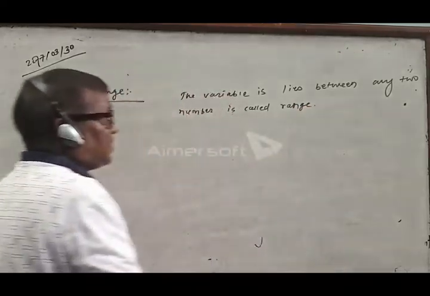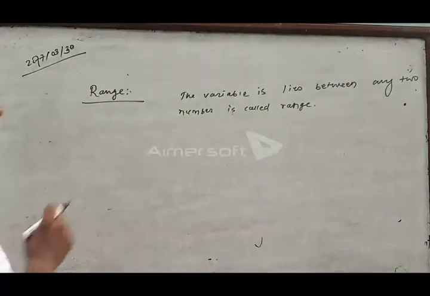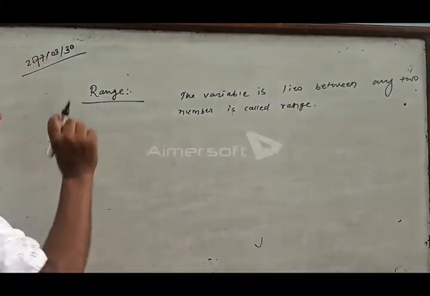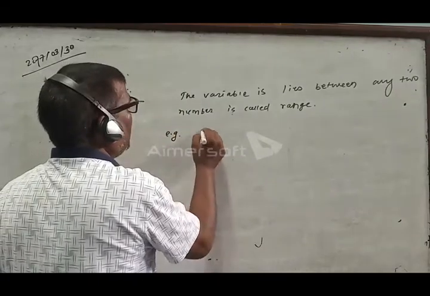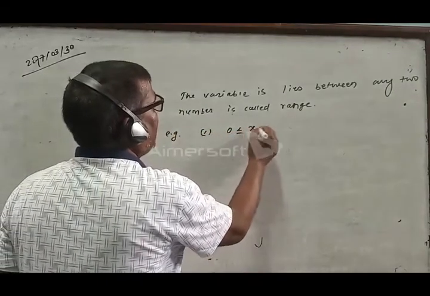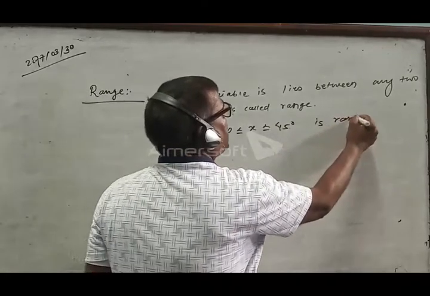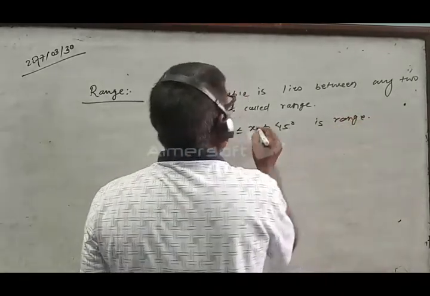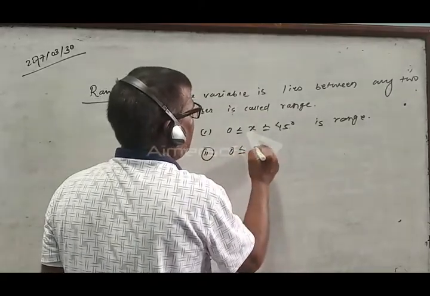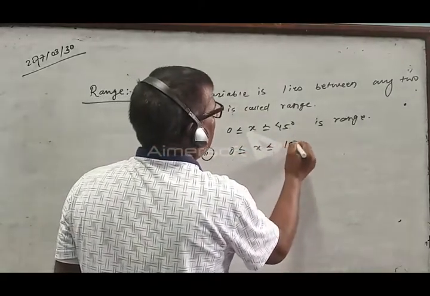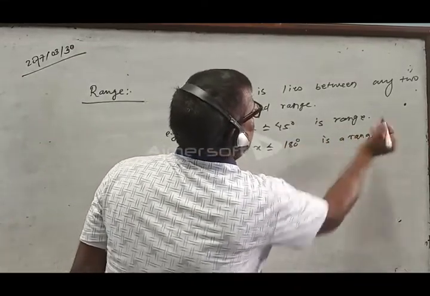In this case, this means the angle theta lies between any two values, from 0 to 45. As for example, 0 is less than x is less than or equal to 45. It is also a range because x lies between 0 and 45. 0 is less than x is less than 180 degree is also a range. It is known as a range in the solution of the given trigonometric equation.